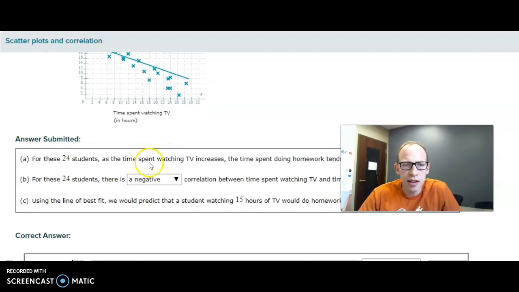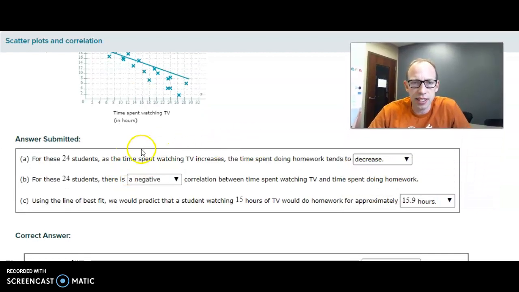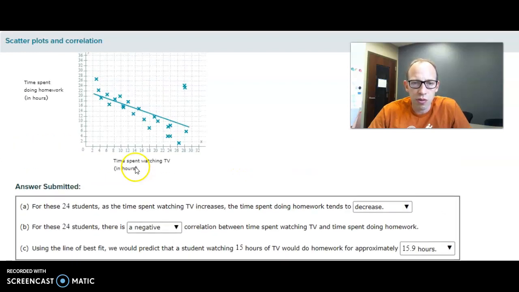So it says, for these 24 students, as time spent watching TV increases, time spent doing homework tends to, well, time spent watching TV increases. That's going to be over on this side of the graph. So this is time spent watching TV. As we get further and further over here to the right, what's happening to the homework? Well, on average, that Y value is tending to go down and down. So in general, this is a correct answer here, decrease.